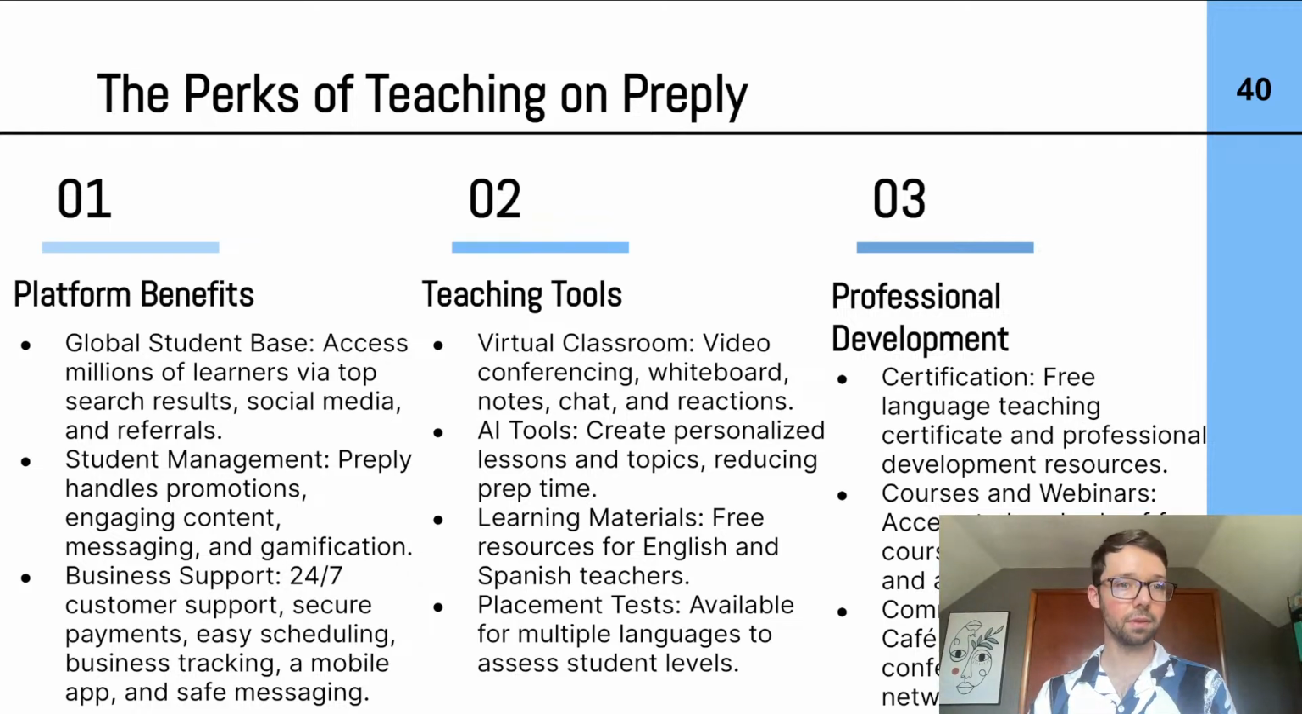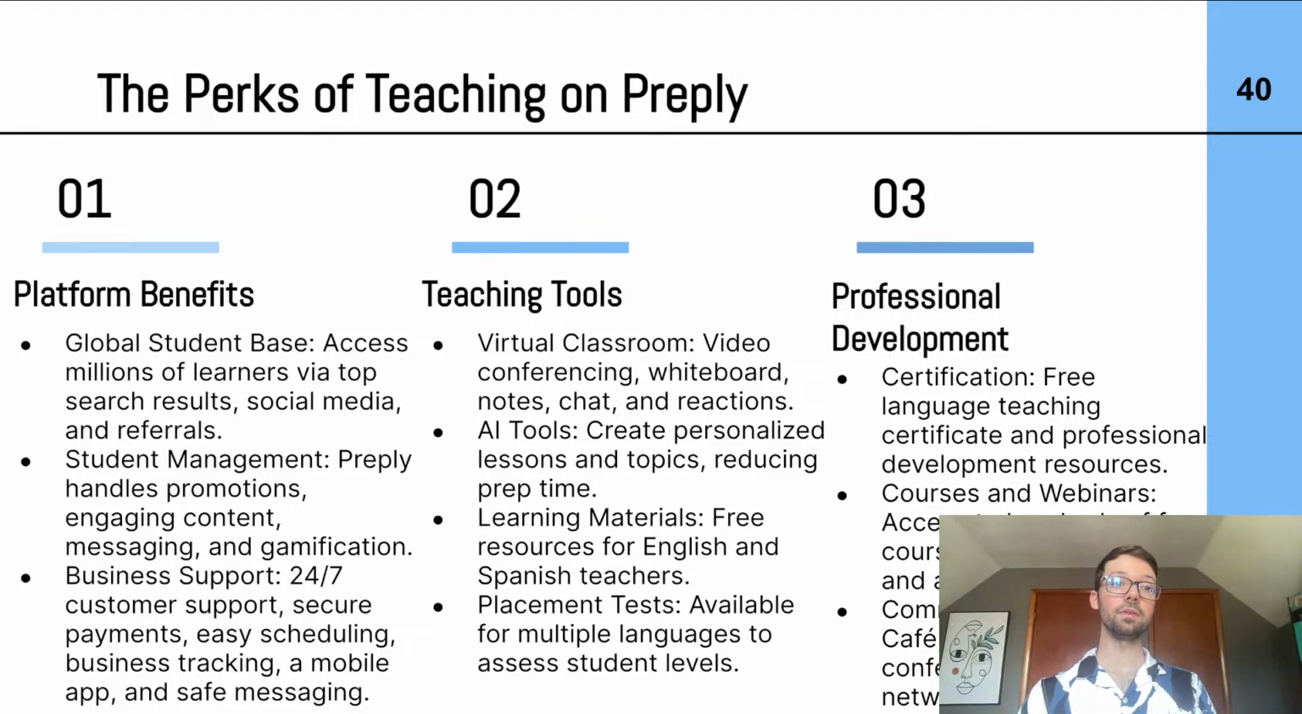So number 1, the platform benefits. There's a global student base. There is access to millions of learners via top search results, social media, and referrals. It's almost just as likely to find students on Preply as it would be on Google because of how massive the base is for finding students. But it is streamlined to one-on-one lessons with tutors.